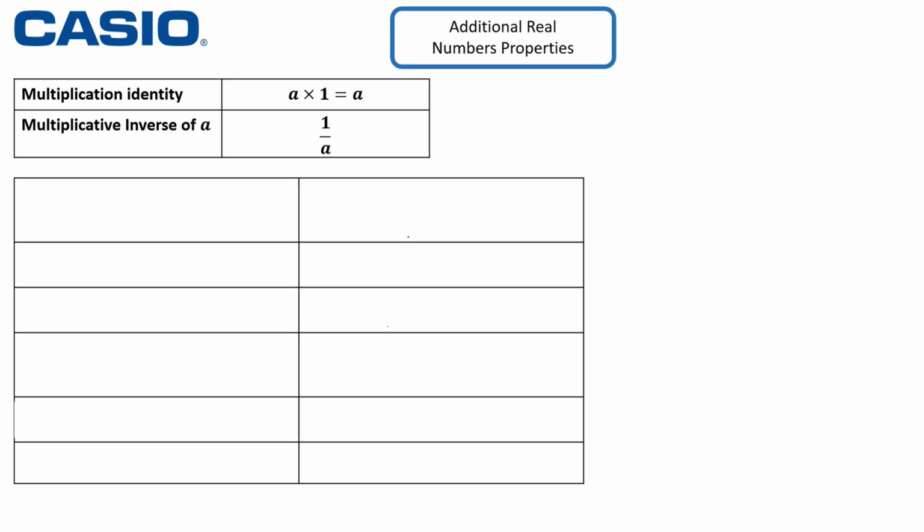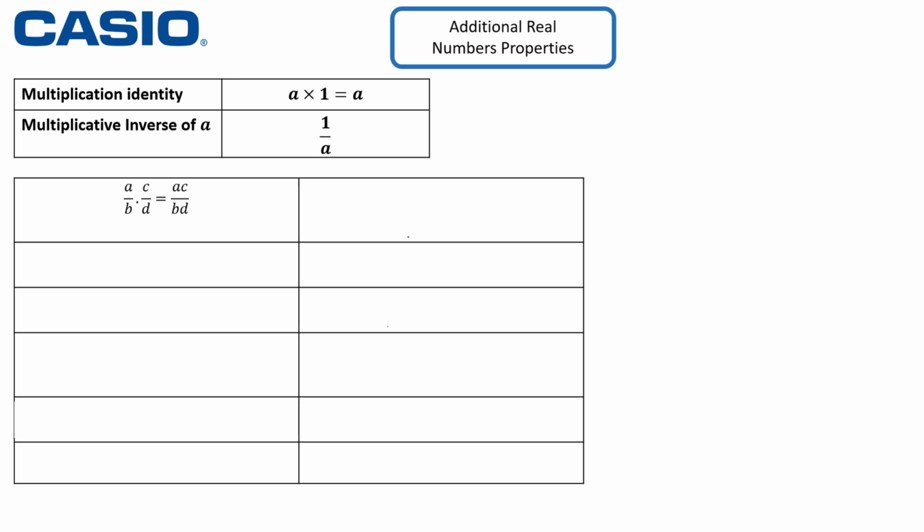In this section, we will cover more properties. We have multiplicative identity. What do we mean by multiplicative identity? Any number multiplied by 1 remains the same. Example, 1 times 2 is 2. 1 times negative 4 is negative 4. Another property is the multiplicative inverse. The multiplicative inverse of a is 1 over a. Example, what's the inverse of 3? It is 1 over 3. So the multiplicative inverse of a number is 1 over the number itself.